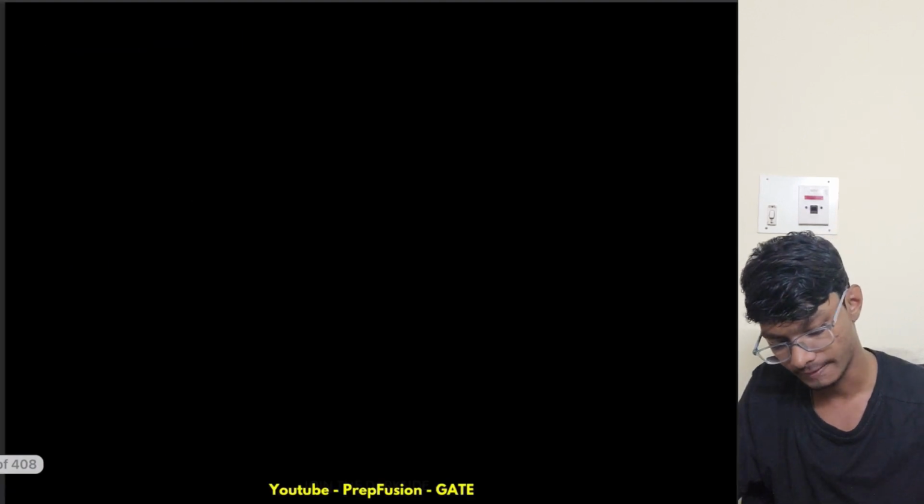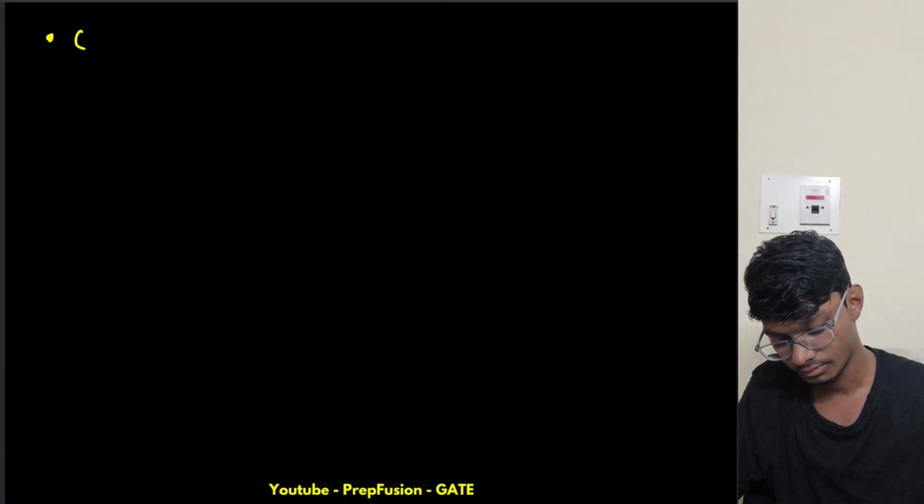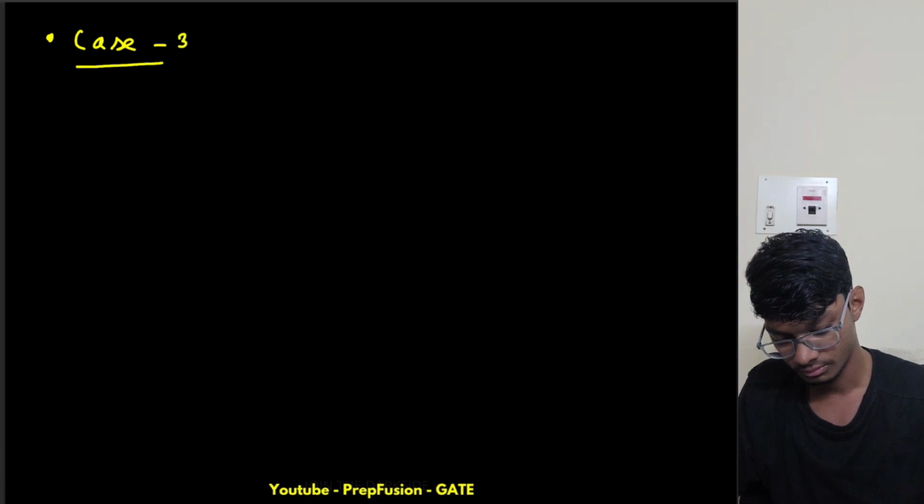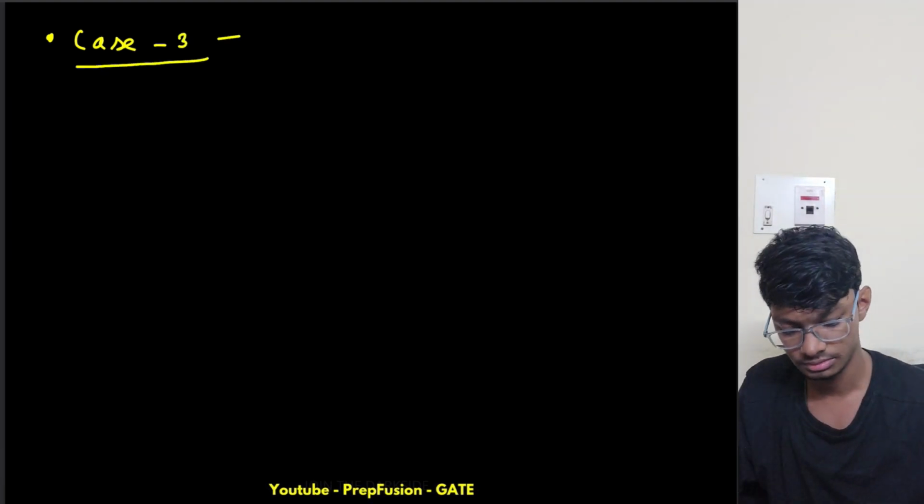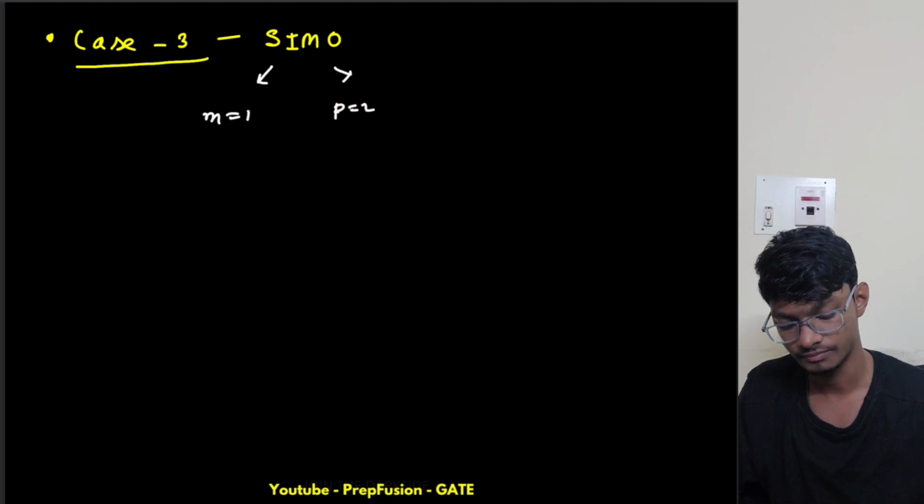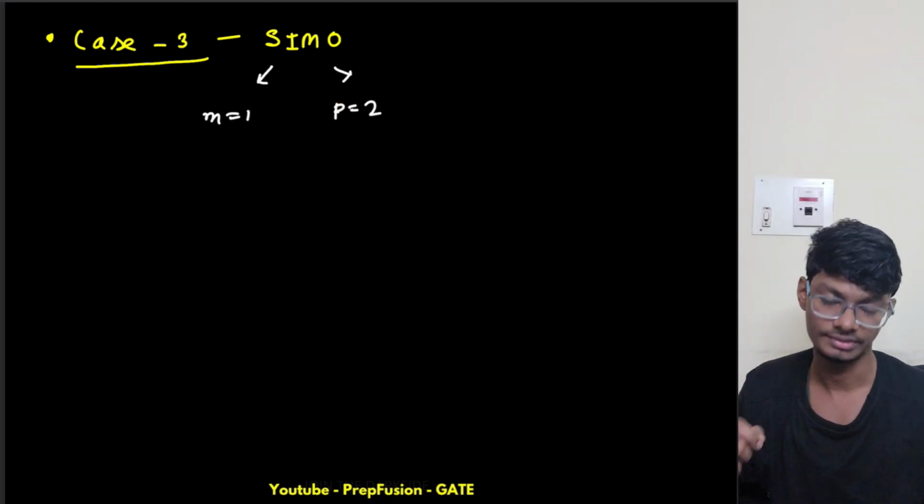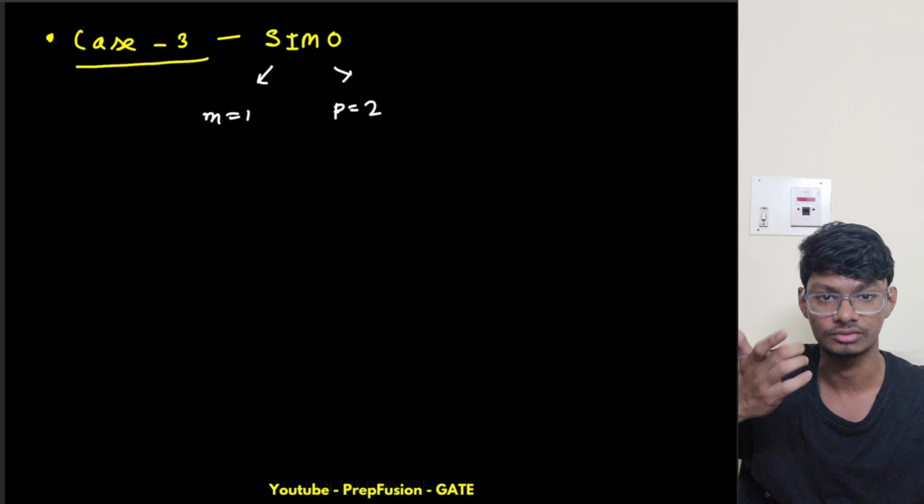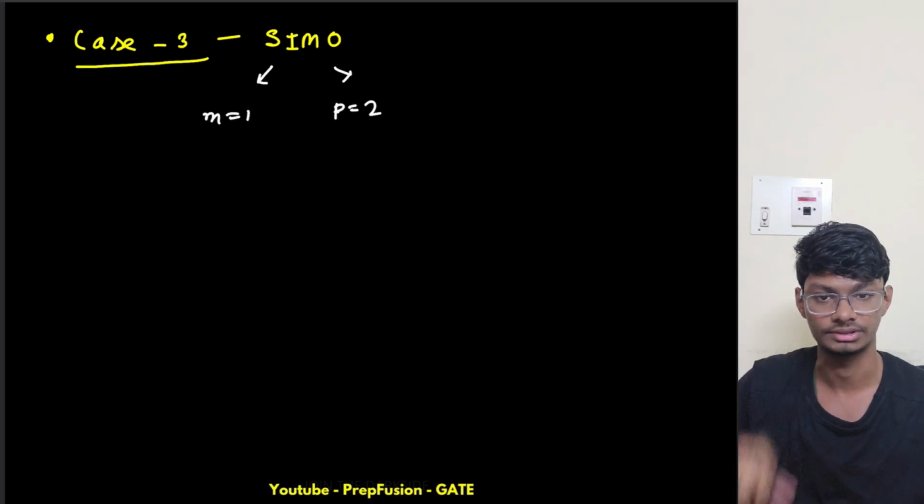Now case 3: if I have a single input and multiple output, it's just the opposite. I will do it a bit fast. m equals 1, and let's take p equals 2. This time, instead of a row matrix, I will get a column matrix.